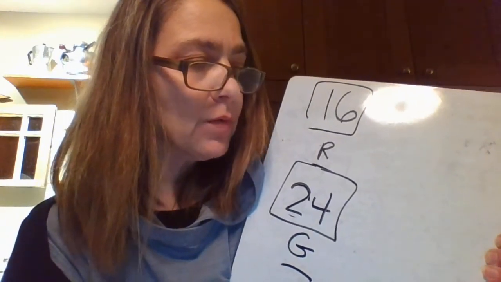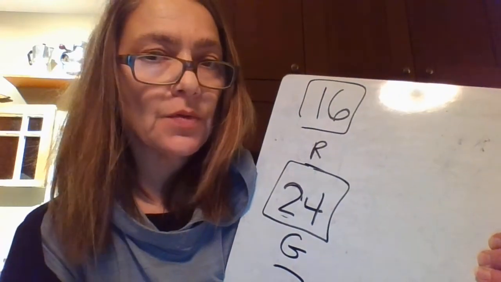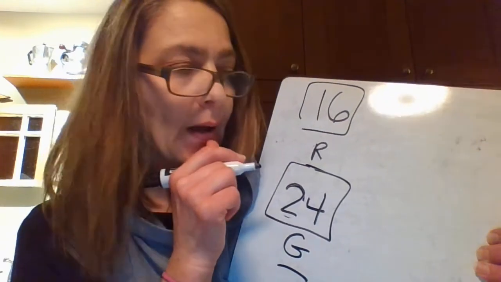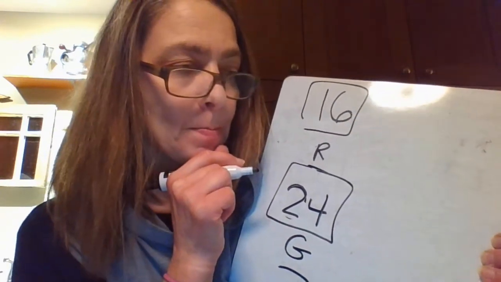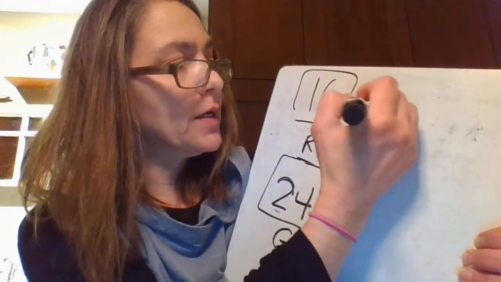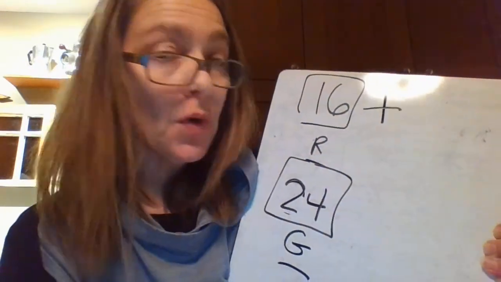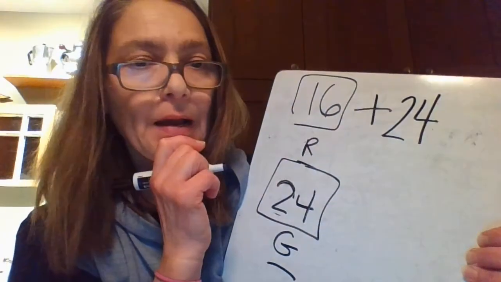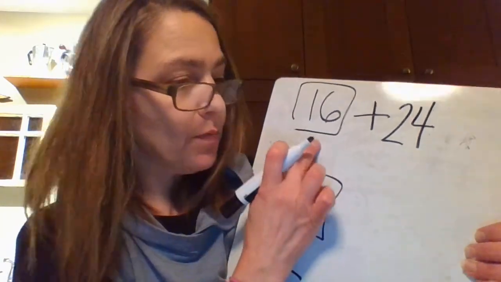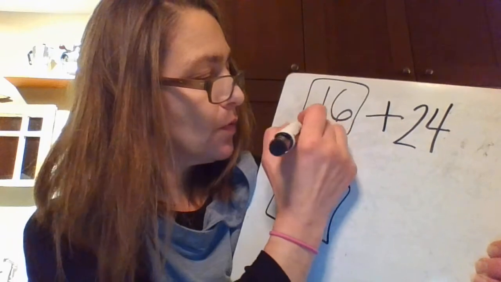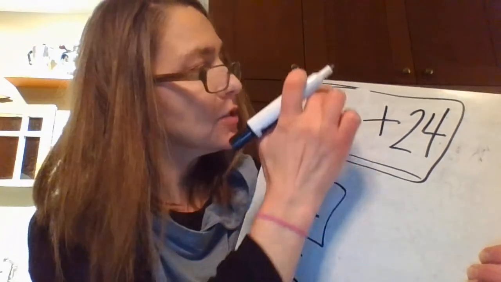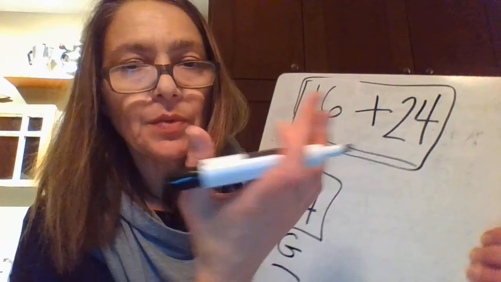Carrie has 16 more red apples than green apples. She has 24 green apples. How many red apples are there? So she has 16 more, so we're going to plus. She has 16 more red apples than she has green apples, and she has 24 green apples. So they're asking me to find out how many red apples she has together. So the red apples together are this sum, and not actually the 16. It's 16 plus the 24. Right? I'm going to read it one more time.